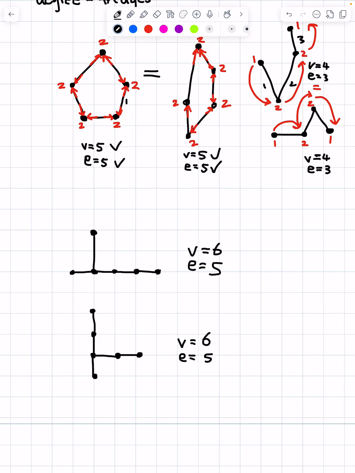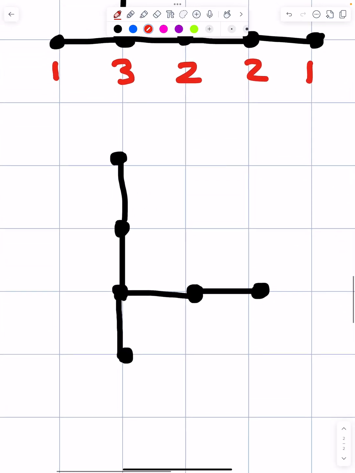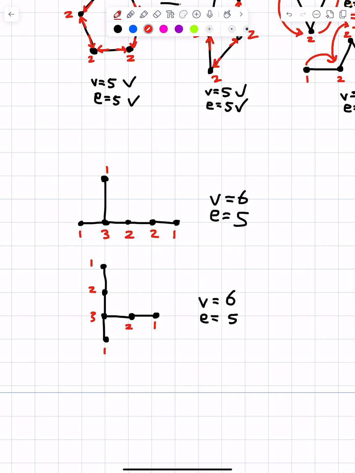Now, let's start by writing down the degrees again. This has a degree of 1 edge connected to it, 3 edges connected to it, 2, 2, 1, and 1. Here, 3, 2, 1, 2, 1, 1. Now, here's where it gets tricky, because if you look at the numbers of degrees that we wrote, they all have the same. But I'm going to tell you right now, they are actually different graphs.